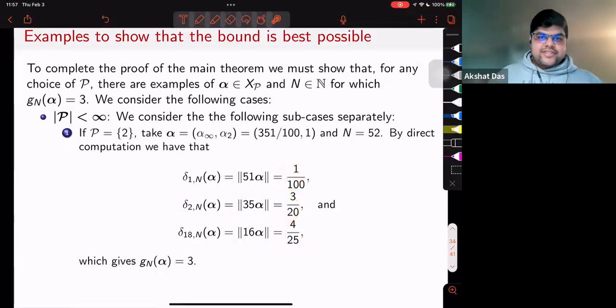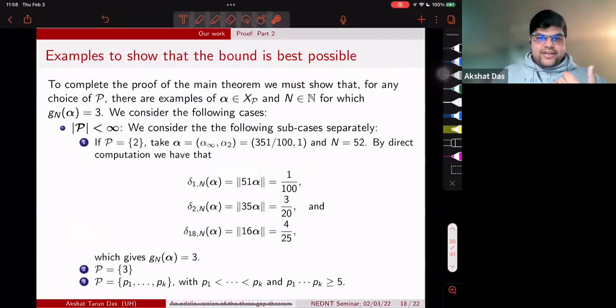And so this indeed shows that for this particular case, the little g and alpha function is equal to 3. Okay, so the other two subcases are that the set P is equal to the singleton set 3. And the third one is, of course, exclusive of the first two.